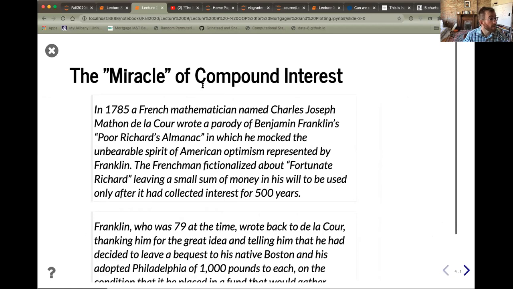So it's often said that in 1785, a French mathematician by the name of Charles Joseph Mathon de la Cour wrote a parody of Ben Franklin's Poor Richard's Almanac. Of course, Ben Franklin was one of the founding fathers of this country, and also a scientist who understood a lot of things about math and science. But either way, de la Cour decided he would mock the unbearable spirit of American optimism represented by Franklin.